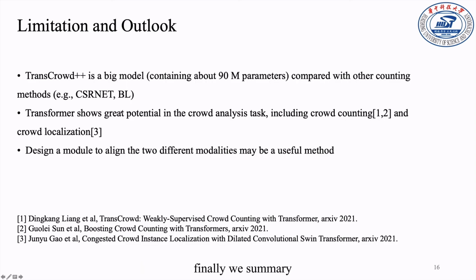Finally, we summarize the limitation of the proposed method and give an outlook. Specifically, the proposed method contains about 90 M parameters, which is a big model compared with some popular counting methods. Transformer shows great potential in crowd analysis tasks, such as crowd counting and localization, and we believe that transformer-based methods still have a lot of room for improvement.